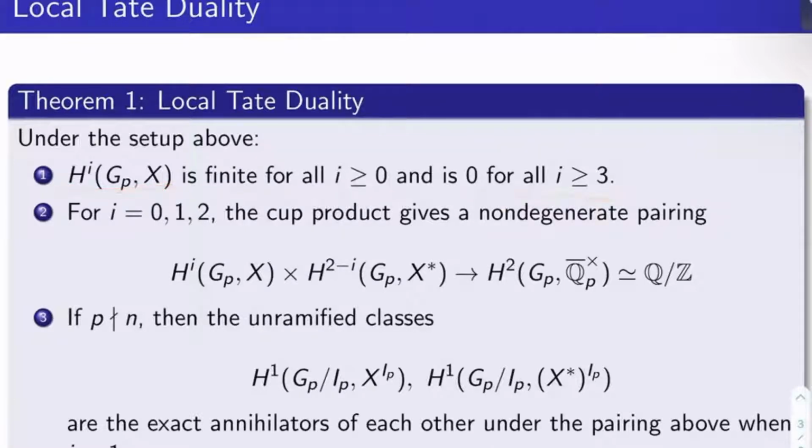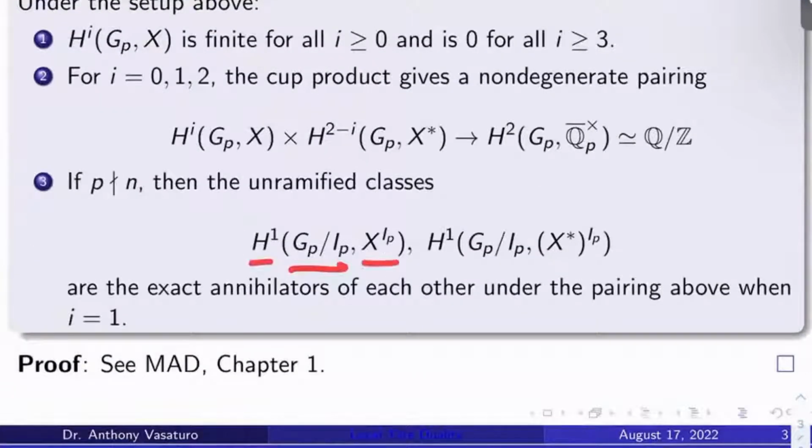Two, for i equals 0, 1, or 2, the cup product gives me a non-degenerate pairing from H^i(G_p, X) cross H^{2-i}(G_p, X*) to H^2(G_p, Q_p-bar cross). And we know this latter group is isomorphic to Q/Z from a previous video. And then finally, if p doesn't divide n, where n is the order of X from the previous slide, then the unramified classes H^1(G_p/I_p, X^{I_p}) and H^1(G_p/I_p, X*^{I_p}) are the exact annihilators of each other under this pairing when i equals 1. In other words, elements here kill elements there when you plug them into this pairing. The output is trivial, and vice versa.